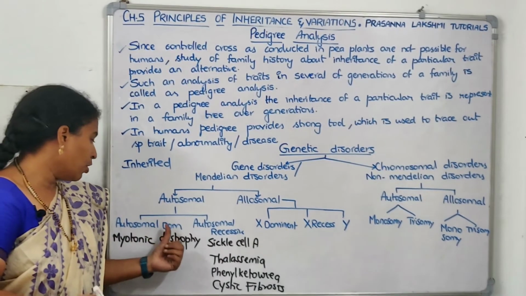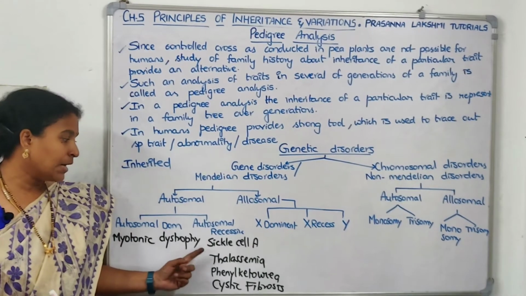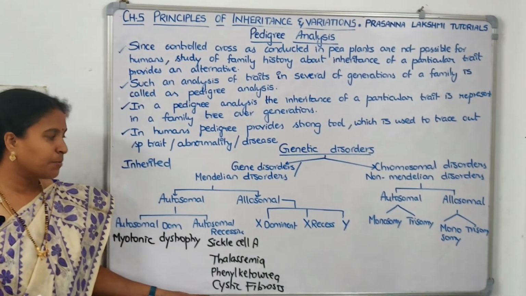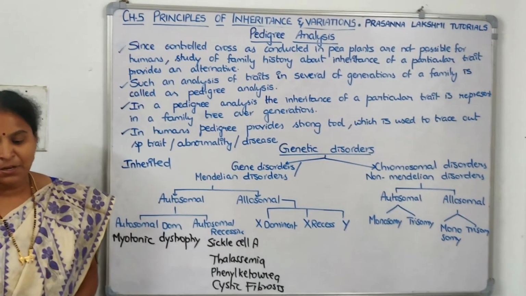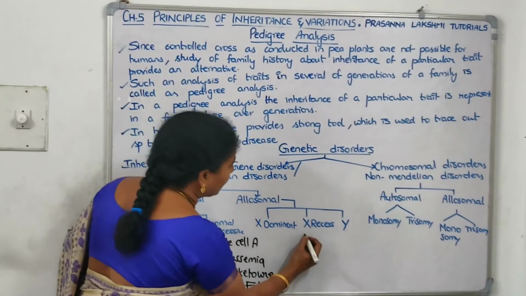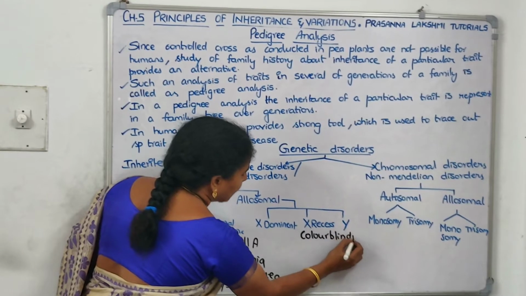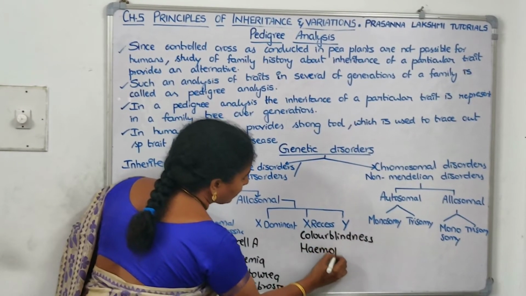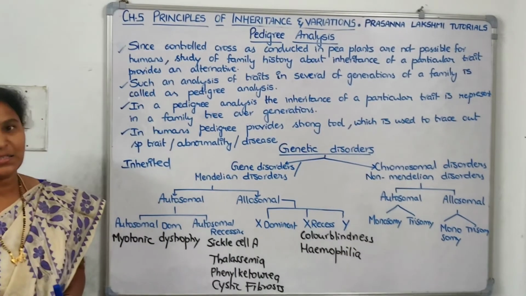Examples for autosomal dominant are myotonic dystrophy. Examples for autosomal recessive are sickle cell anemia, thalassemia, phenylketonuria and cystic fibrosis. In the NCERT textbook they have given examples for X-linked recessive. The examples for X-linked recessive are color blindness and hemophilia.